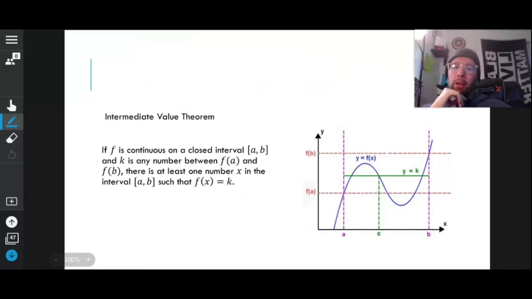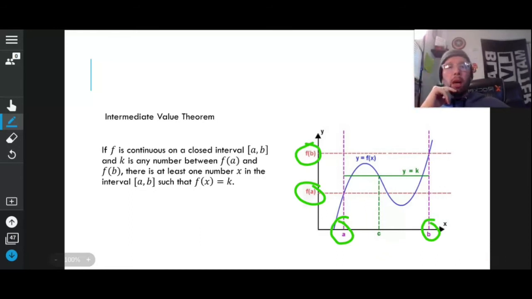Now, the intermediate value theorem is just a theorem that might be helpful. What the intermediate value theorem says is that if I have a continuous function and I plug in a number between a and b, I'm going to get an f of x value that's between f of a and f of b. Kind of an obvious thing. It's just one of those theorems that we need to bring up so we're allowed to prove things further down the road.